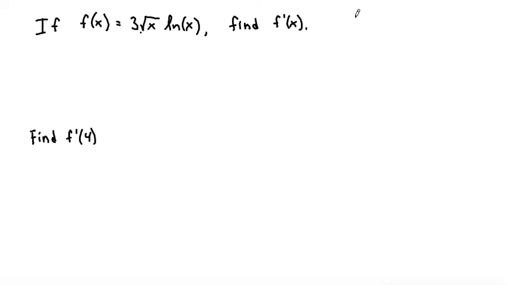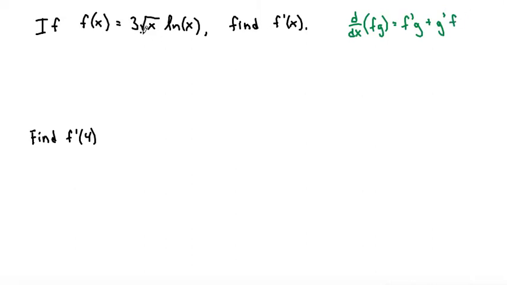So the product rule says if I have the derivative of two functions, that I take the derivative of the first times the second plus the derivative of the second times the first.